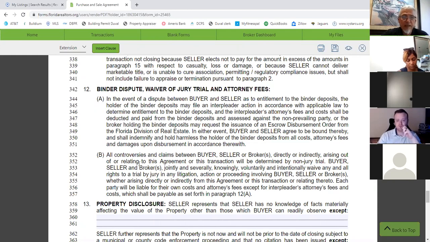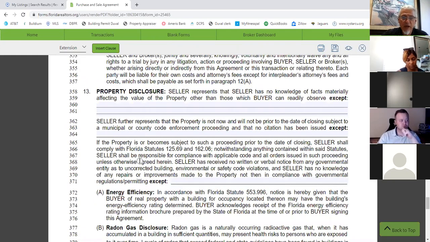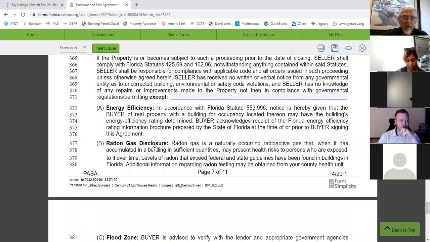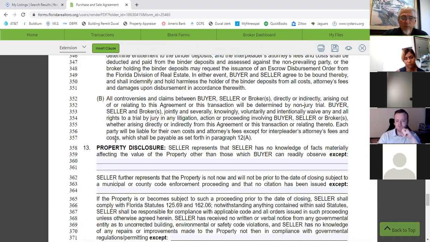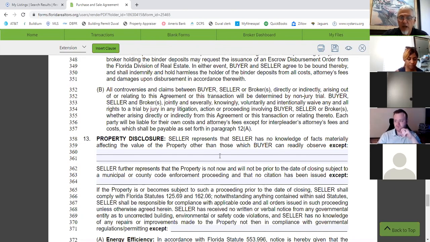All right, it gets easier. We're on a downhill slide. We're on page 7 of 11. The rest of it's boilerplate. Property disclosure. Seller represents that the seller has no knowledge of facts that materially affect the value of the property. That's materially affect. What would a reasonable person think is a material effect to the value of the property?